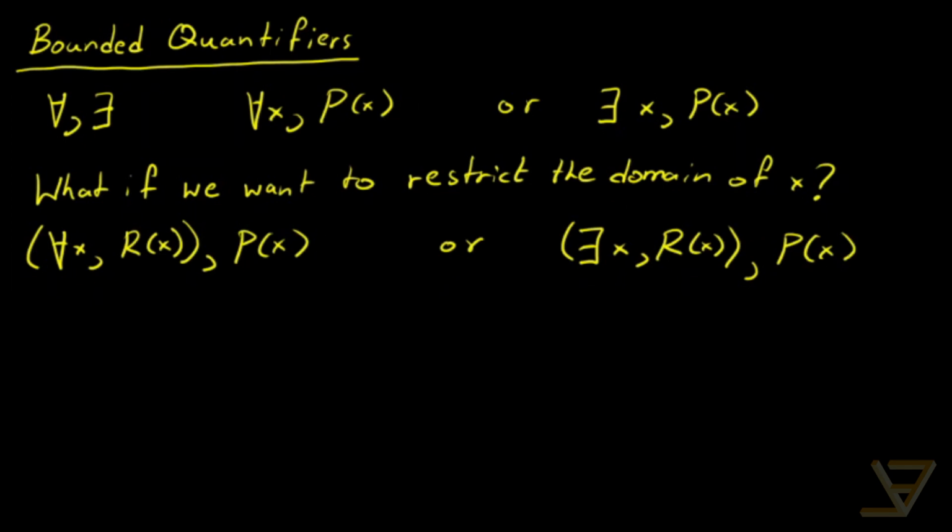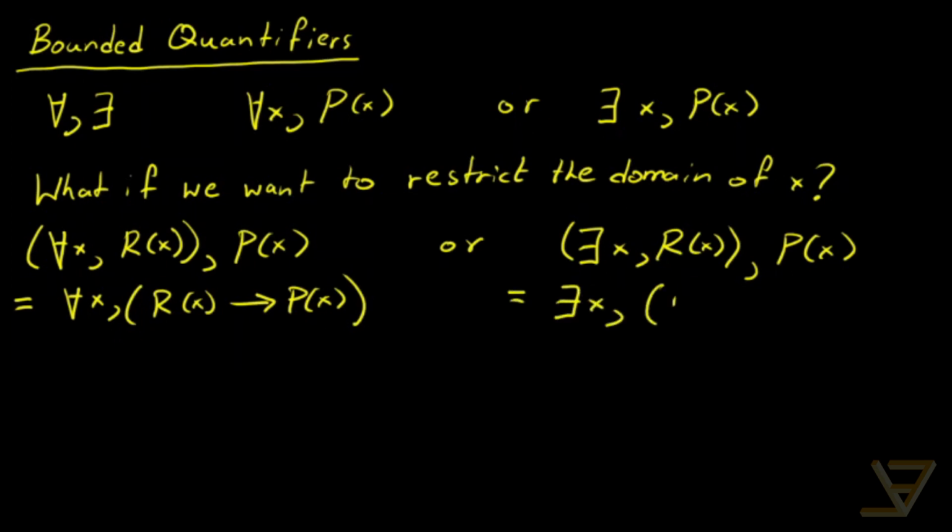So what do these mean? Let me define them for you. What this one means, the universal one, is for all x, if r of x is satisfied, then p of x is also satisfied. And the existential one means there exists an x such that both r of x and p of x.